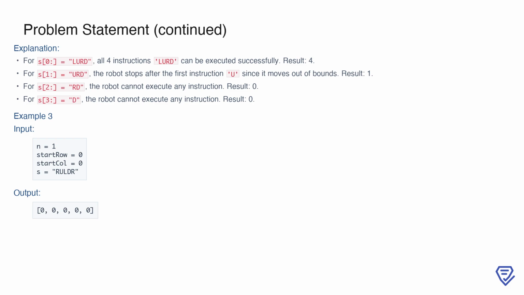For S[2] = RD and S[3] = D, the robot cannot execute any instructions without going out of bounds, resulting in 0 for both suffixes. Thus, the output for this example is 4, 1, 0, 0.